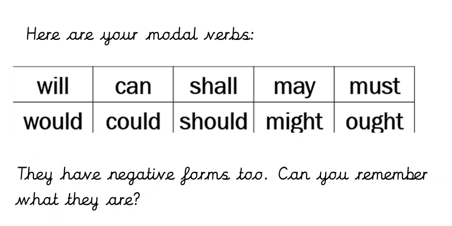So here are your modal verbs. You've got will, can, shall, may, must, would, could, should, might, and ought. These are your positive modal verbs. These positive modal verbs also have negative forms. Pause the video for a few moments and see if you can remember what they are.